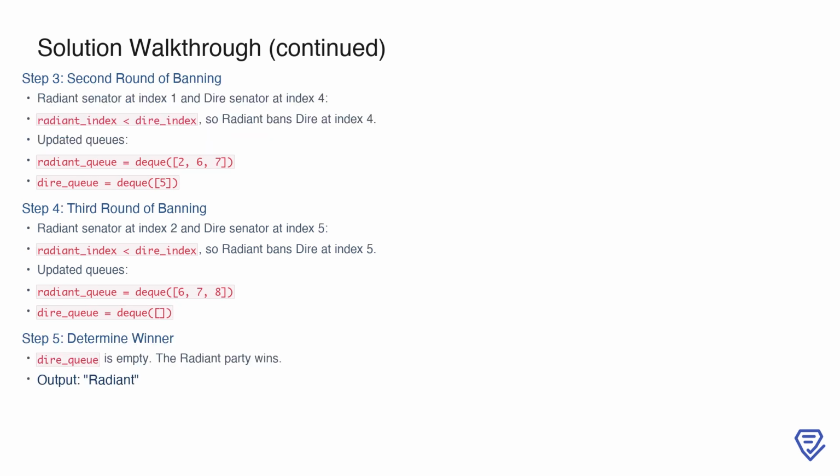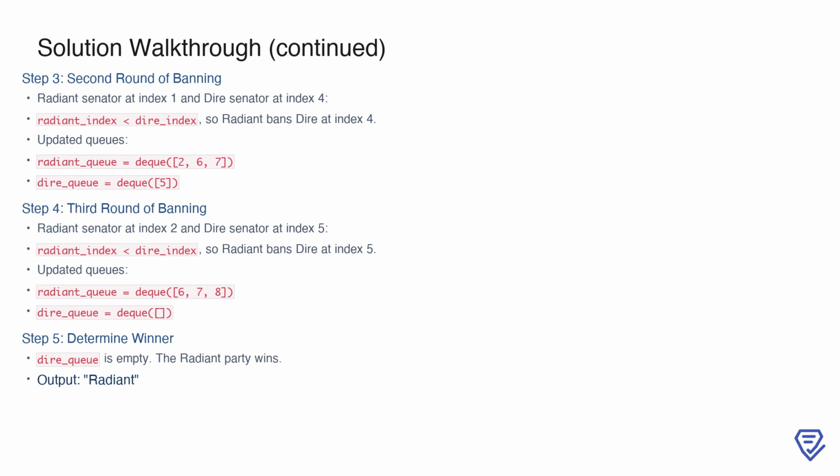In the second round, the radiant senator at index 1 and the dire senator at index 4 are dequeued. Again, the radiant senator has a smaller index, so it bans the dire senator at index 4. The radiant senator is re-enqueued with a new index of 7. The radiant queue is updated to 2, 6, and 7, while the dire queue now contains just the senator at index 5.